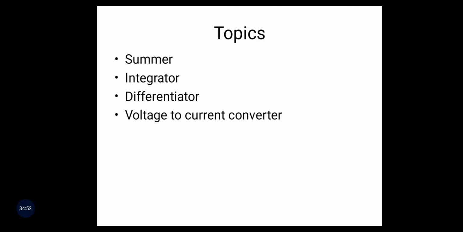So in this lecture we discussed the summer, integrator, differentiator and voltage to current converter.